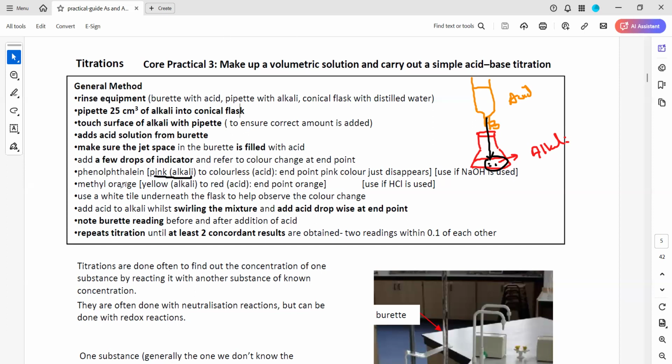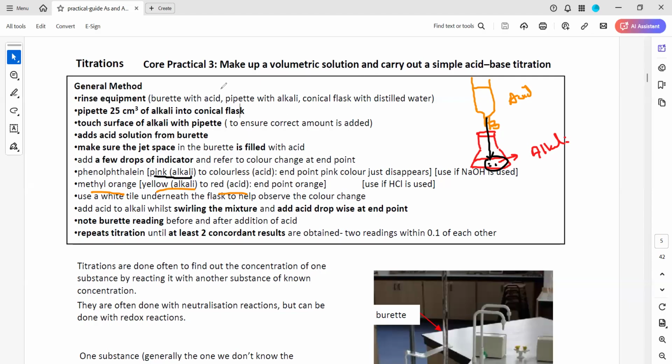But if you use methyl orange, it is yellow in alkaline and red in acidic, but at the end point, in a neutral solution, it will be orange. The idea is that when acid completely neutralizes an alkali, the indicator shows a color change. With methyl orange, it changes from yellow to orange, and if more acid is there, it will turn red. But at a very small proportion, it will be orange in color.